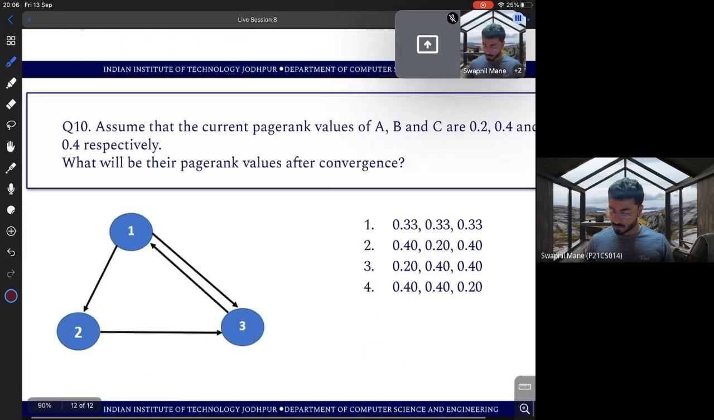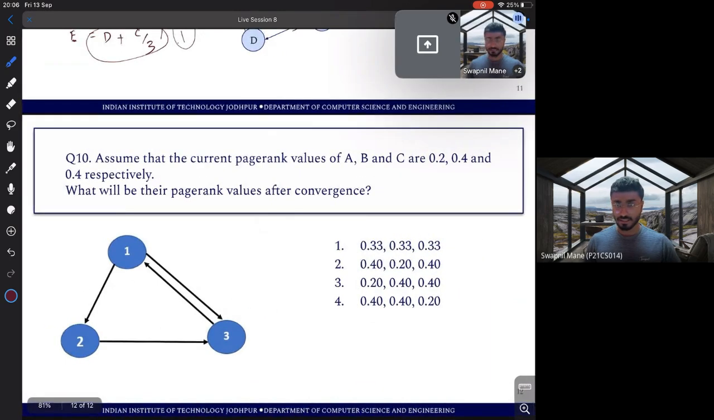Let's move to the last question. For this also, we'll calculate in an Excel file. Okay, one second.